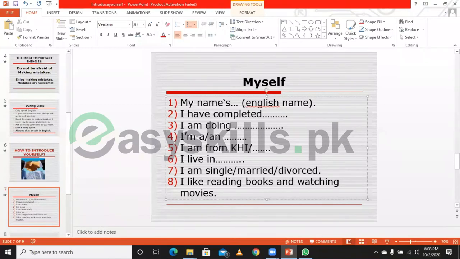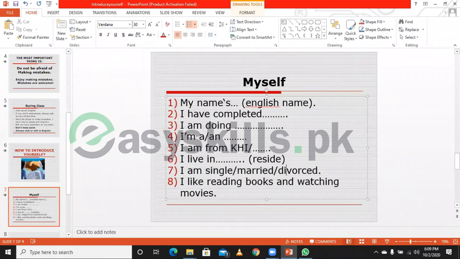Where are you from? Kahan se hain? I'm from Karachi. I'm from Balochistan. I'm from Peshawar. And next thing is, where do you live? Kahan rehte hain? I live in Nazimabad. I live in Sadar Town. I live in New Karachi. Any place you live, you say, I live in. Or you can also use another word instead of live, reside. R-E-S-I-D-E, reside. Where do you reside? It means live.